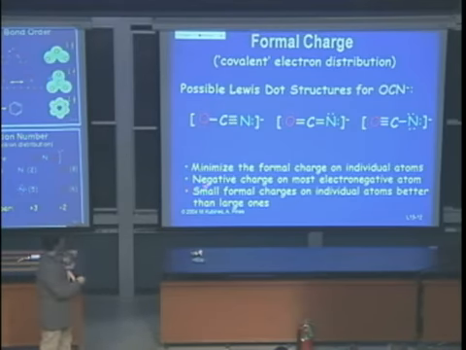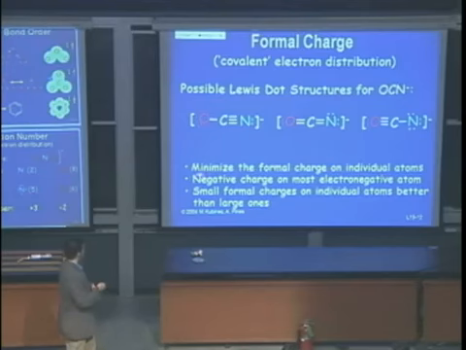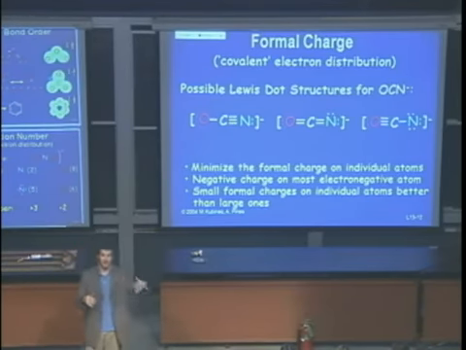2, we want the negative charge to be on the most electronegative atom. And that's because the most electronegative atom is the one that wants the electrons in the bond the most, so it's going to be the most stable, carrying that negative charge. And finally, we want small formal charges on our individual atoms. That's better than large ones. If we have to have a charge, we'd rather have plus or minus 1 than plus or minus 2.